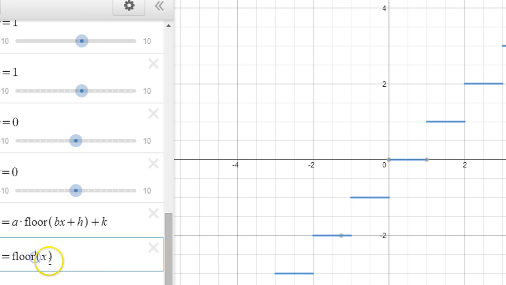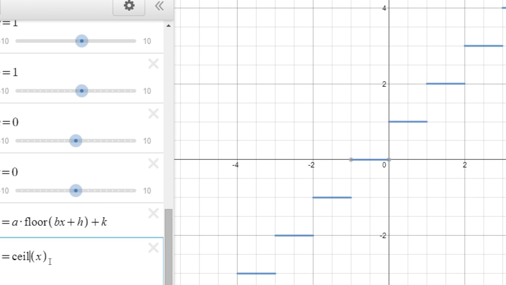Now if I change this to ceiling, and all I need is CEIL, it's going to round everything up. So if it's at 0.1, it rounds up to 1, and it just keeps doing that and just keeps doing that. So it's kind of cool how this stuff works.